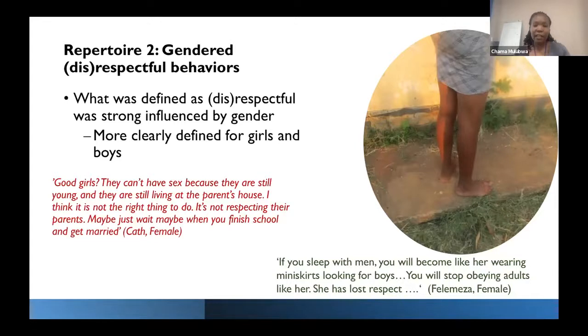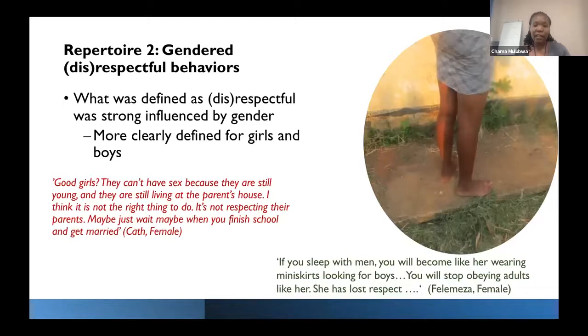As one of the participants said when they shared this picture of a girl wearing a miniskirt, "If you sleep with men, you will become like her, wearing miniskirts, looking for boys. You will stop obeying parents just like her. She has lost her respect."